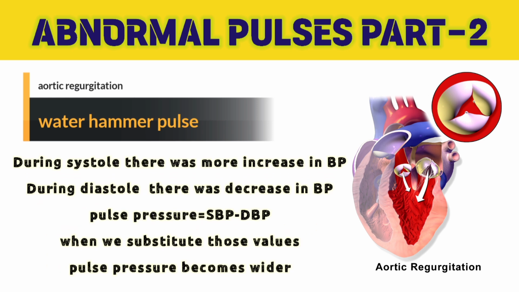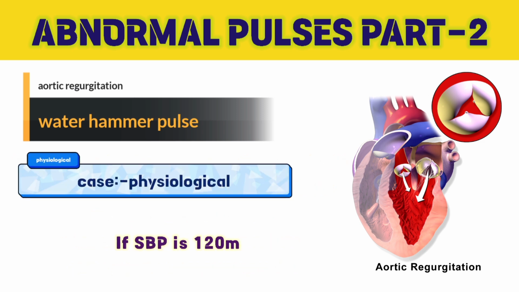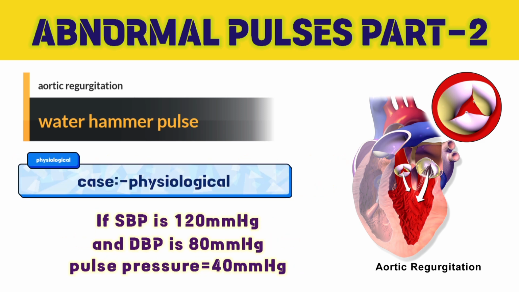During systole, there was more increase in the systolic blood pressure, and during diastole, there was a decrease in diastolic blood pressure. When we try to calculate pulse pressure, that is systolic blood pressure minus diastolic blood pressure, it comes out to be very high because in this case, systolic blood pressure is more and diastolic blood pressure is less. Normally, if systolic blood pressure is 120 millimeters of mercury and diastolic blood pressure is 80 millimeters of mercury, pulse pressure comes out to be 40 millimeters of mercury.